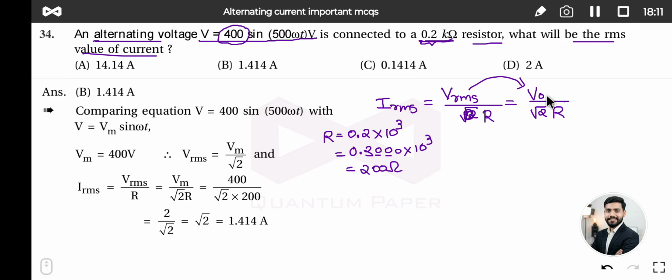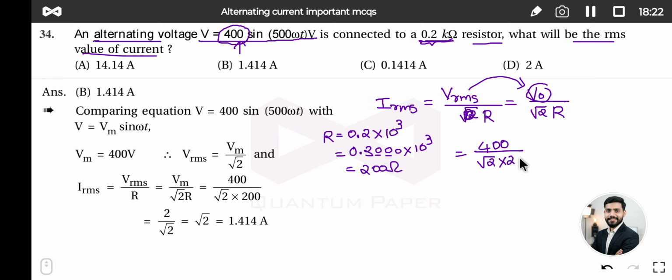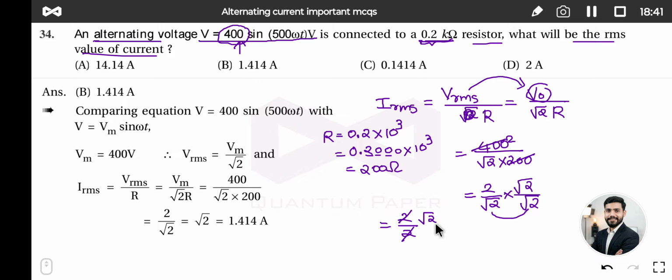Now if we substitute the values, V0 is nothing but the peak value of voltage, which is 400, divided by root 2, and R is nothing but 200. So 200, 2s are 400, so we are getting 2 upon root 2. To solve this, let's rationalize. If we multiply by root 2 divided by root 2, root 2 into root 2 in the denominator is 2, so 2 upon 2 into root 2. So this 2 and 2 will get cancelled, so the answer is root 2, and the value of root 2 is nothing but 1.41. Remember this value, root 2 value is 1.41. So the correct answer is B.